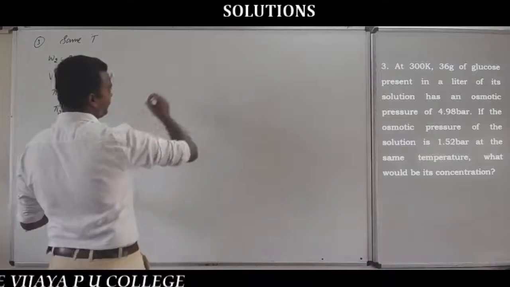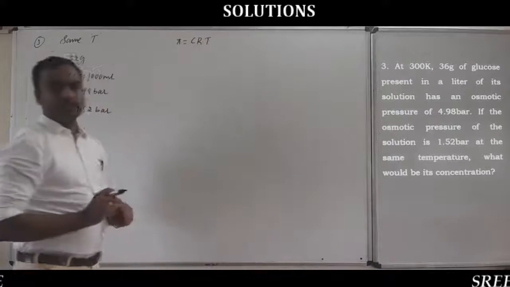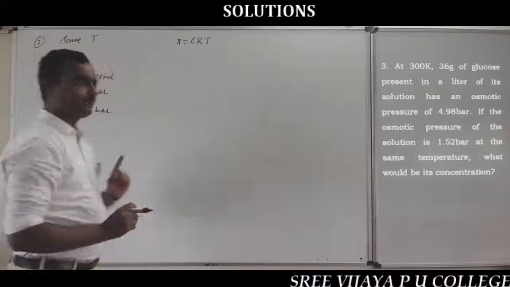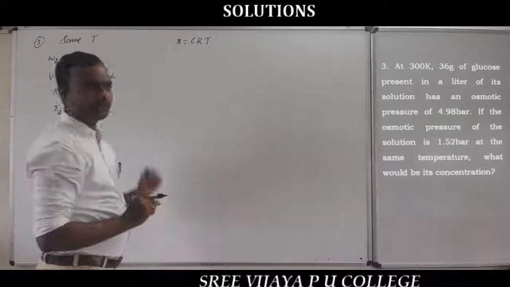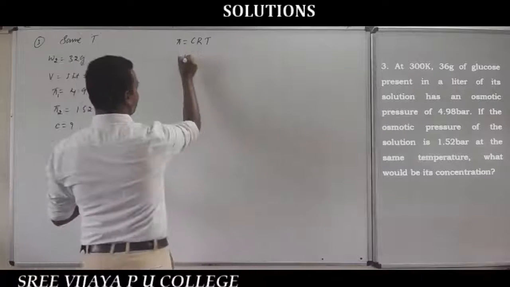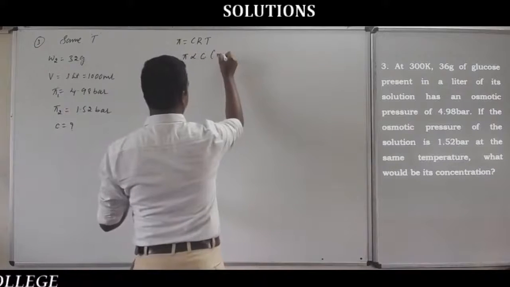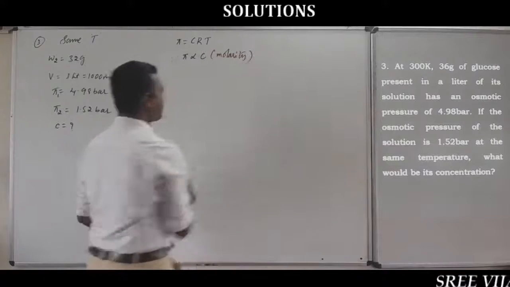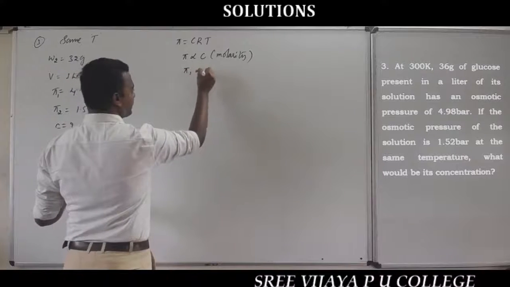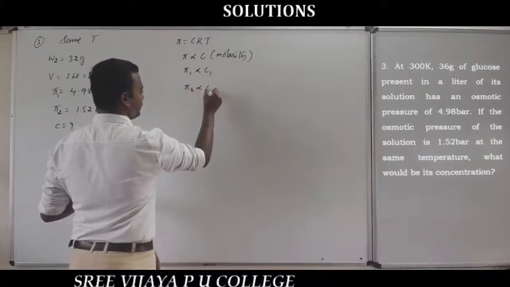We know one of the important relationships: pi is equal to CRT, where pi is the osmotic pressure, C is the concentration, nothing but molarity, R is the gas constant and T is the temperature. The temperature is the same. Even though the osmotic pressure changes between the two solutions, the temperature is the same, and the R value is always constant. Therefore pi is proportional to C, where C is the concentration, that is molarity. So pi 1 is proportional to C1 for the first glucose solution, and pi 2 is proportional to C2 for the second.